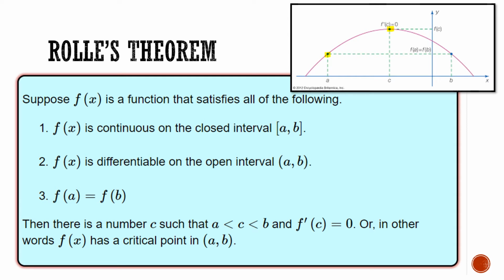So again, if A and B have the same y values, then that means that the slope of the line from A to B is 0, and therefore I must have some value C, someplace in that interval where the derivative also equals 0.